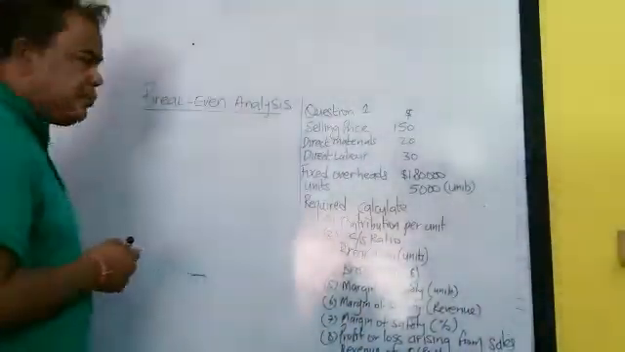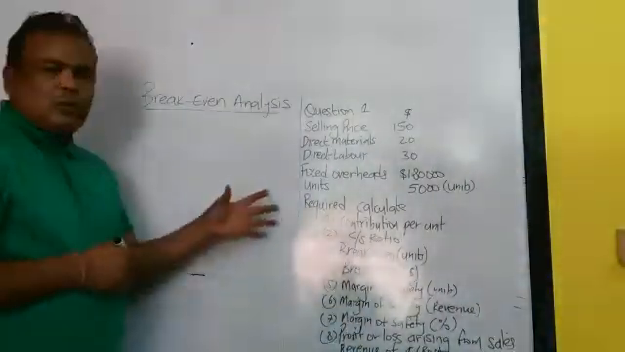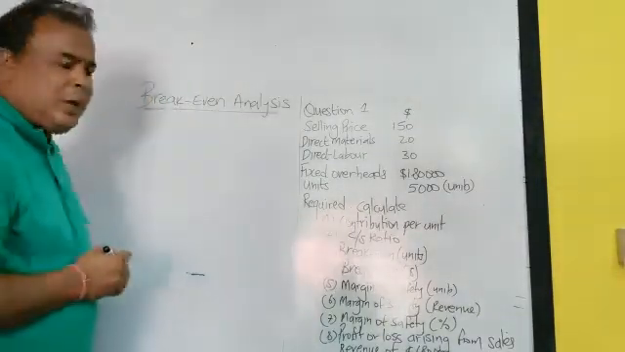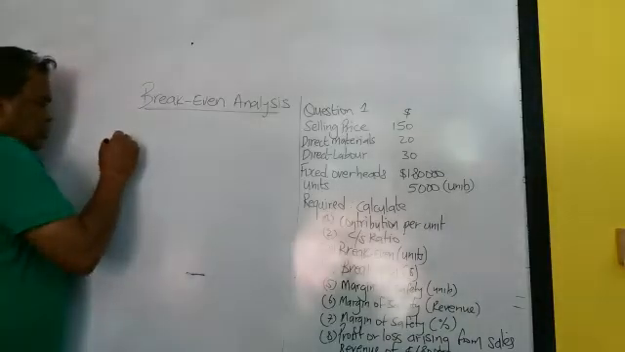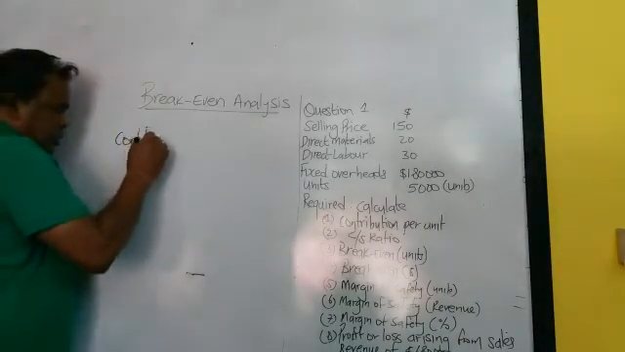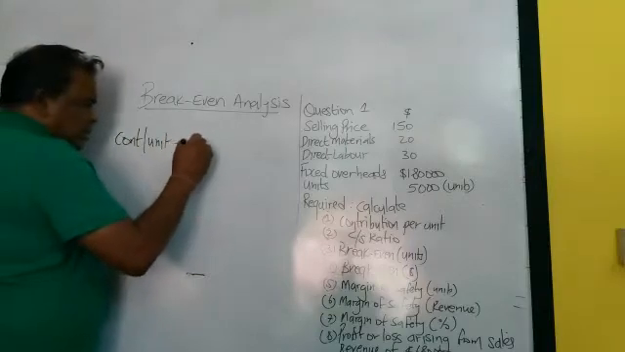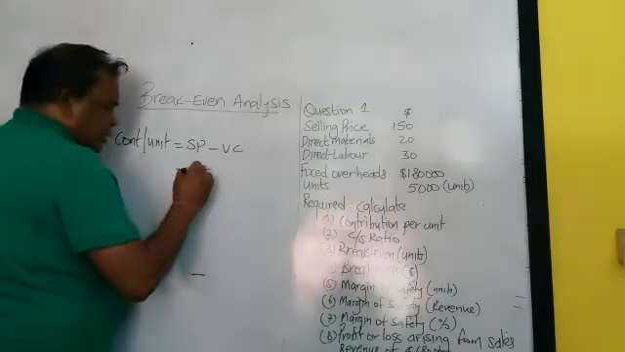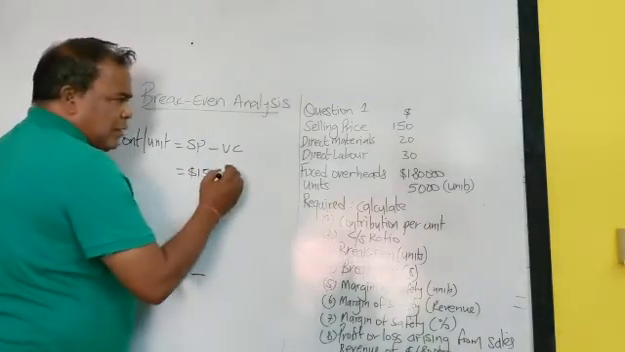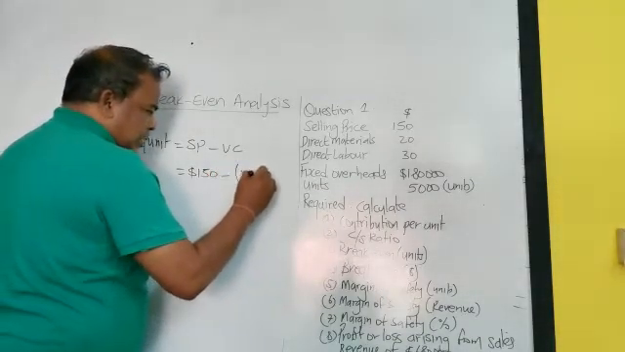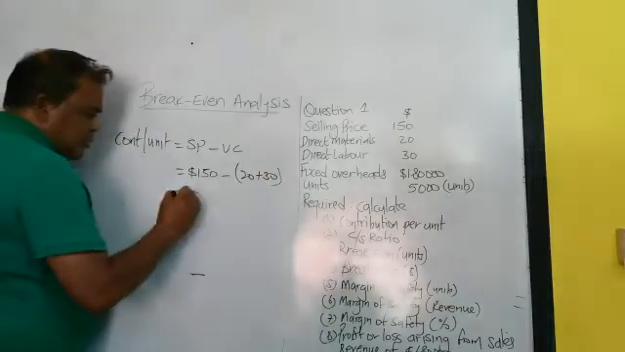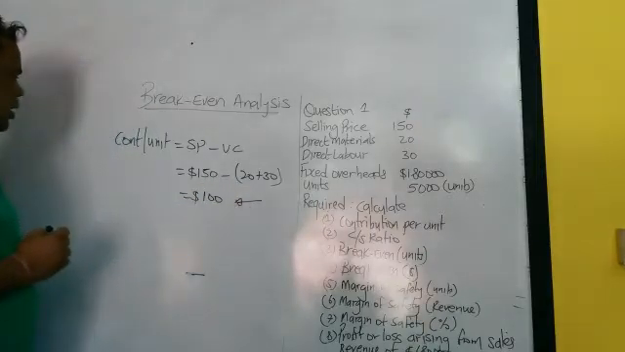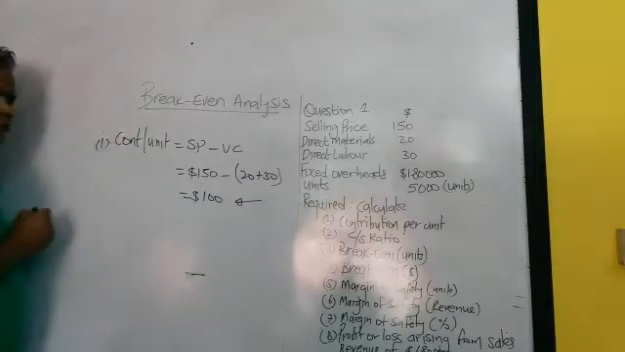Now, let's see this question on break-even. First one, calculate contribution per unit. Contribution per unit is equal to selling price less variable cost. We replace the selling price, 150, less variable cost. We have direct materials and direct labor. So this will give us 150 minus 50, which gives us 100 margin of contribution per unit.